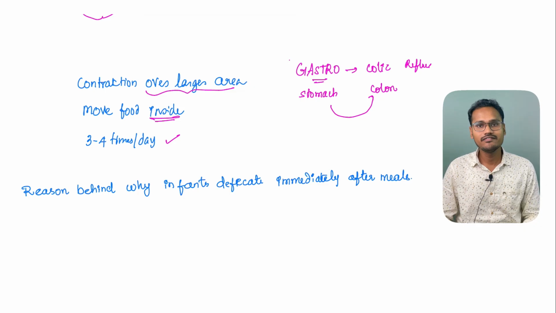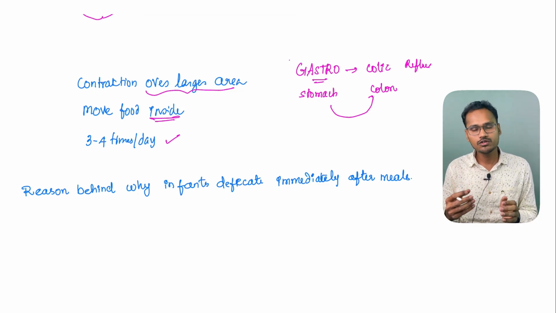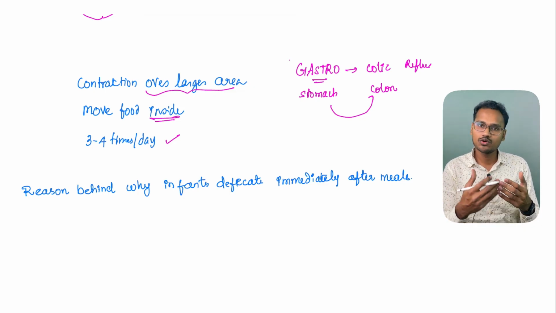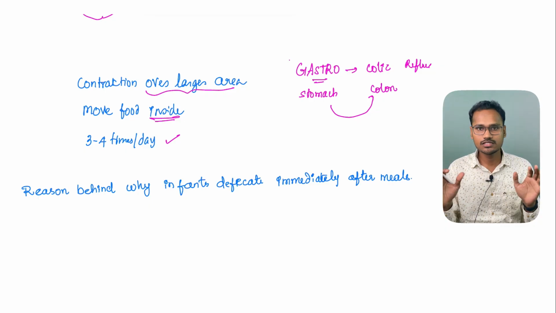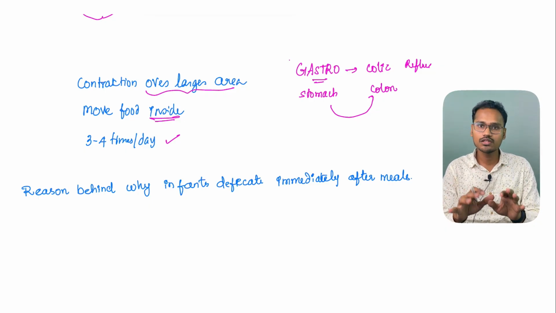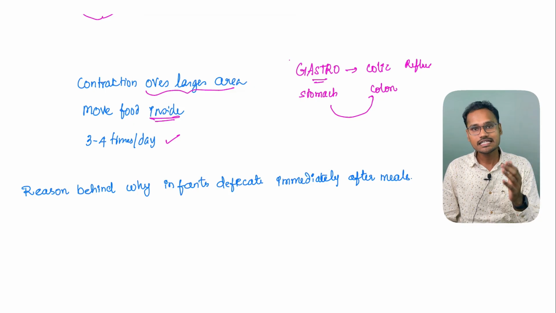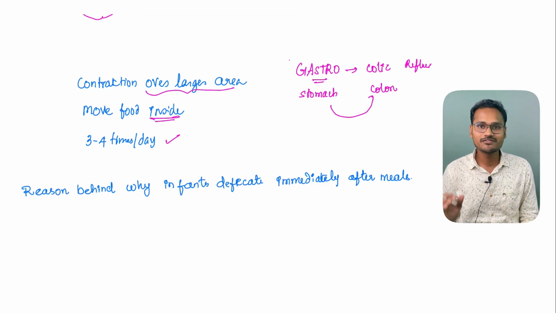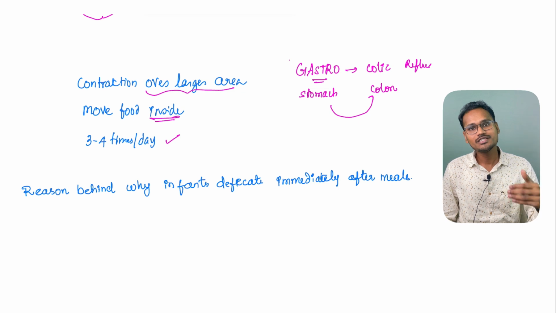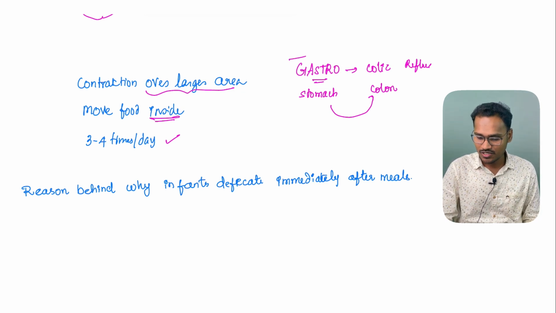In adults, whenever you are in an environment where you eat food, but still feel like you want to go to the restroom, we will hold off, because our control on the bowel movement is superior. But in children, when the baby is fed, immediately it will go for the potty. So this is because of the gastrocolic reflex.